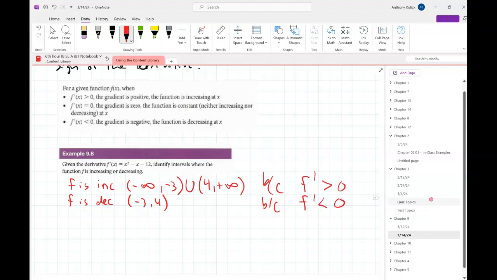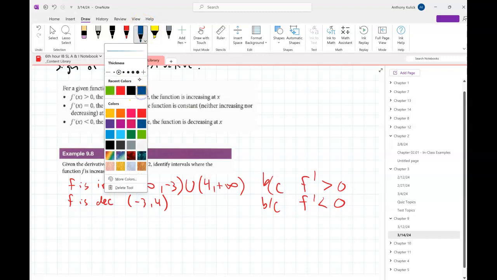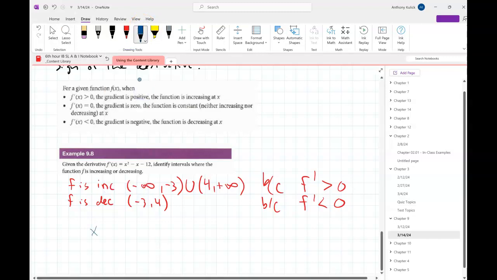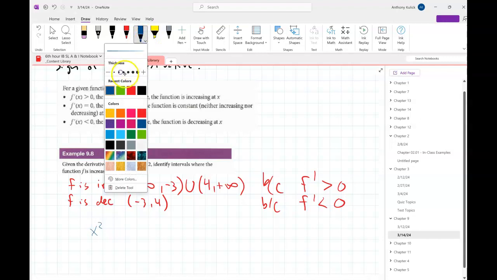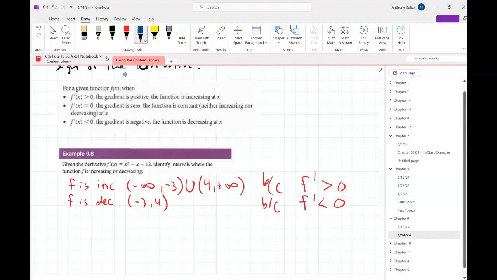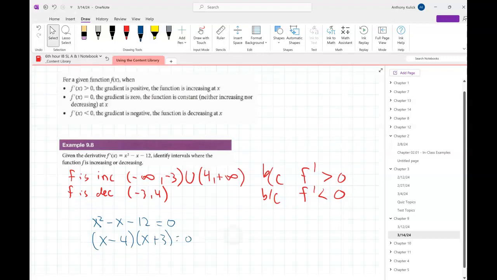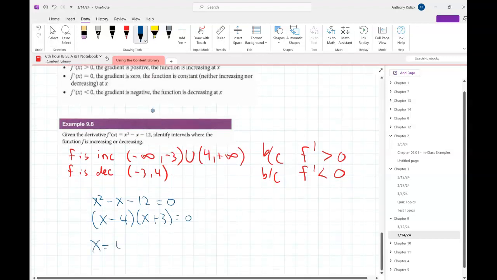What if we wanted to do this algebraically? I would be interested in where this thing is equal to 0. To solve this equal to 0, we could factor, or we could use the quadratic formula. Both of those things I heard mentioned, and both are good ideas. So this factors to x minus 4 and x plus 3. That gives me the zeros 4 and negative 3.